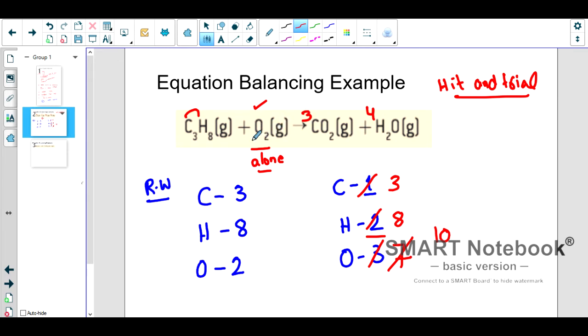Now I will take the benefit that it's alone, so I can put a 5 here. When I put a 5 here, it becomes a 10. So this is equal to this. Hydrogens are equal, and this is also equal. So my equation is balanced now.